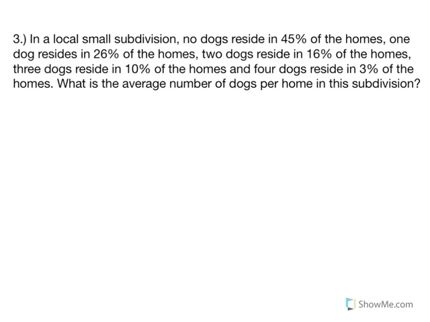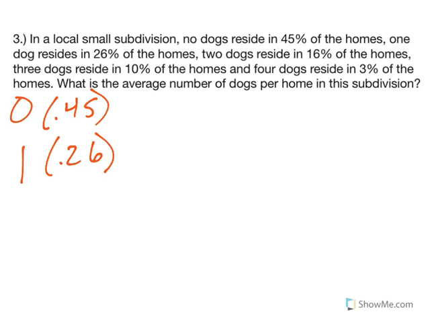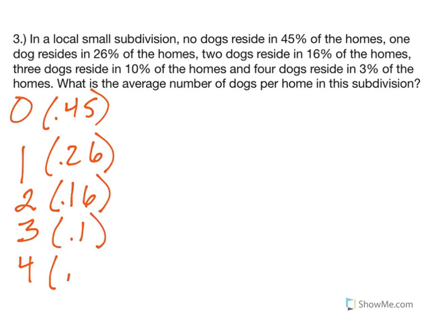Number 3. In a local small subdivision, no dogs reside in 45%. Right there, I'm going to stop and say no dogs, that's 0 dogs, are in 45% of the houses. I'm going to just write as I read. 1 dog is in 26% of the houses. 2 dogs in 16% of the houses. 3 dogs are in 10%, and 4 dogs are in 3%.